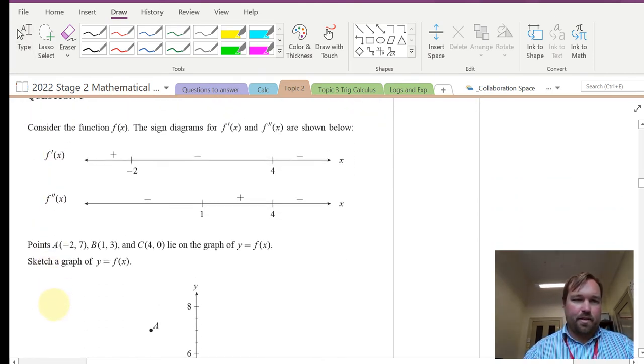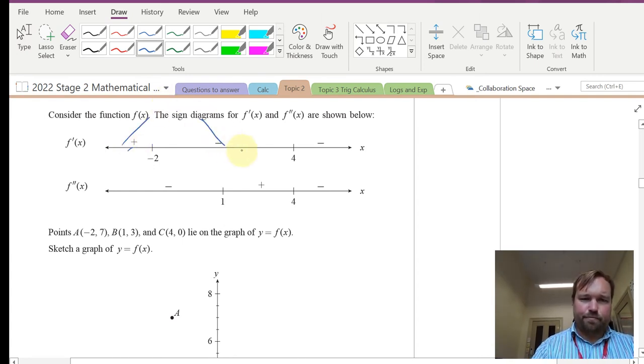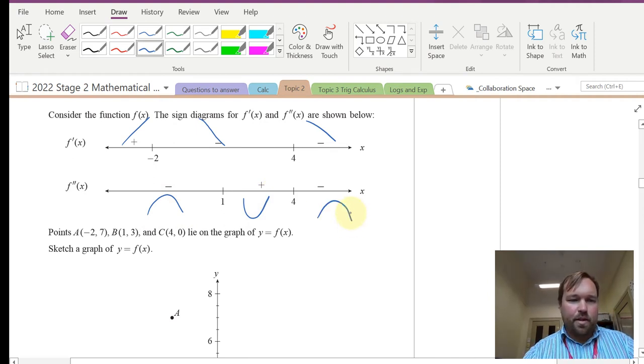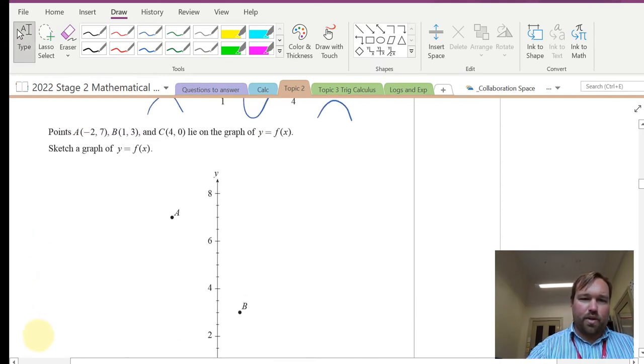Alrighty. Consider the function f of x. The sign diagrams of those two are below. Alright, so what this means is the slope is positive, we're going up, the slope is negative, and the slope is negative. This means that we're concave down, concave up, concave down. The points A, B, and C are on the curve.